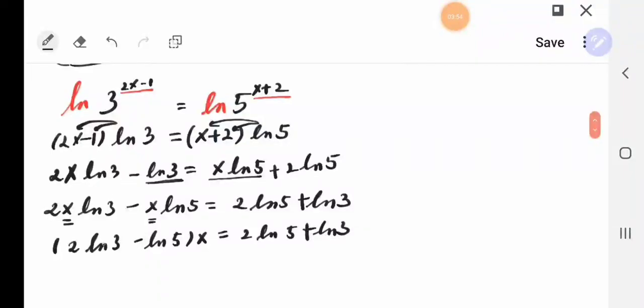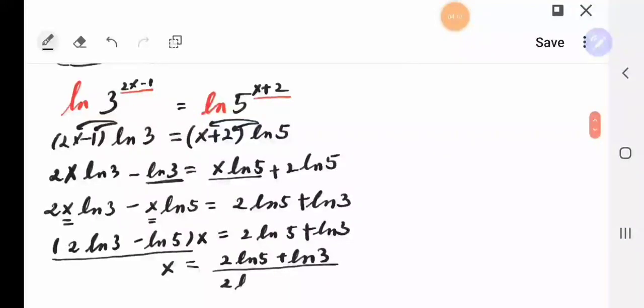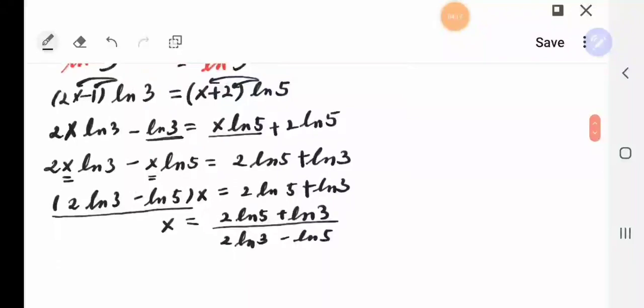Now we can divide each side by the coefficient of x on the left side of the equation. The right side is 2 ln 5 plus ln 3, divided by this coefficient, 2 ln 3 minus ln 5. Then using our calculator, this will be approximately equal to 7.3.